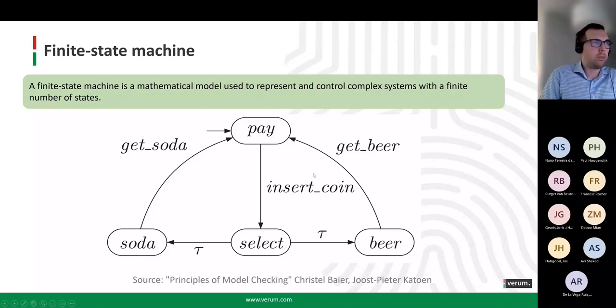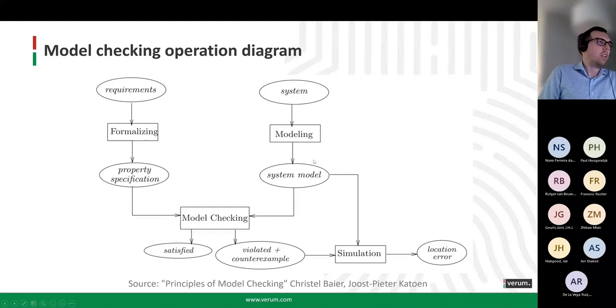Any questions about the state machine? Is it familiar to all of you? If not, I will continue. So this is a simple graph of how model checking looks.